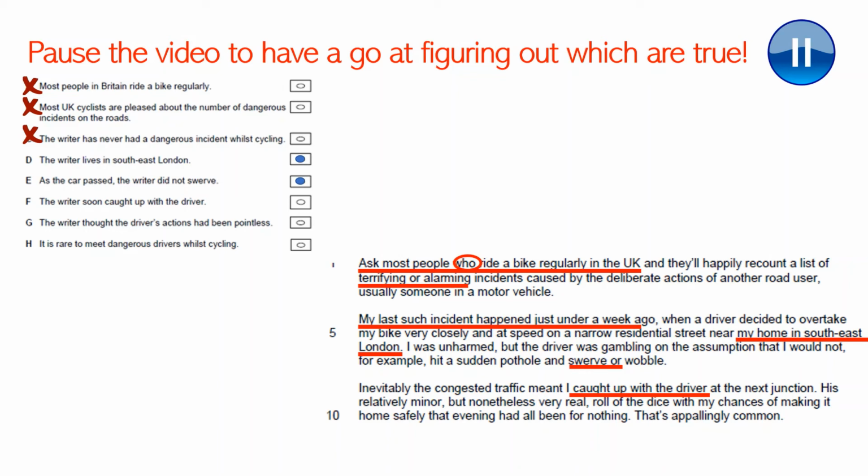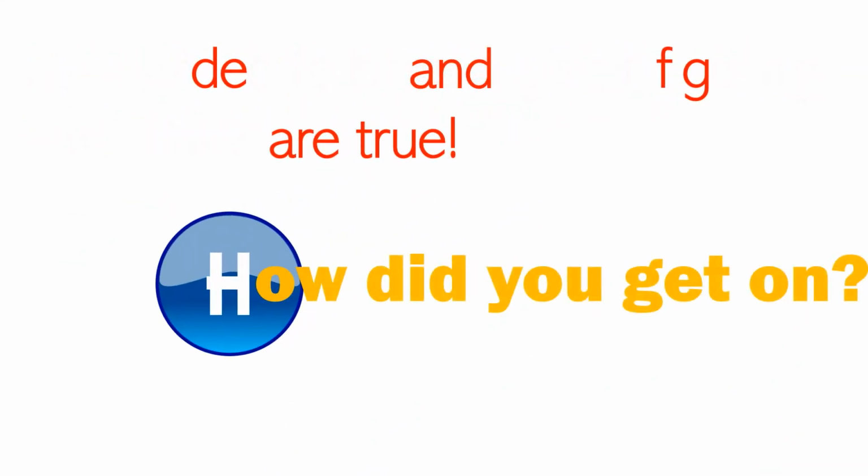F refers to this area and is true again. G to this area, true once more, and H to the last sentence, and that's false. So, how did you get on?